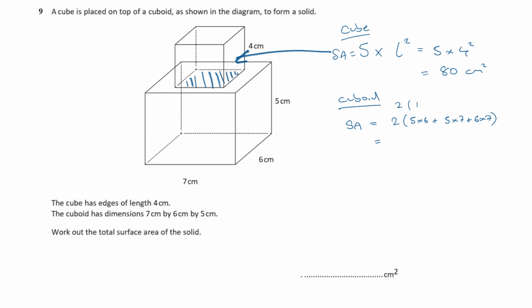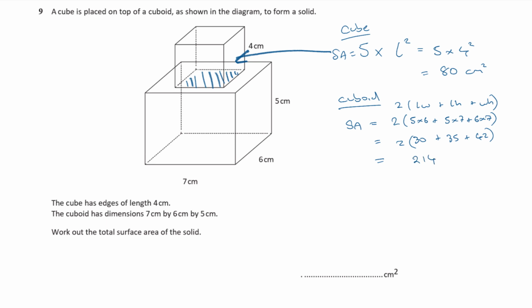The formula is 2 lots of LW plus LH plus WH, if that's one way of thinking about it. So I just sub the numbers in. 5 times 6 is 30, plus 5 times 7, which is 35, plus 6 times 7, which is 42, doubled up. Let's add up the bracket first then. 30 and 35 is 65, and 42 makes 107. Doubled up, 107, 214.